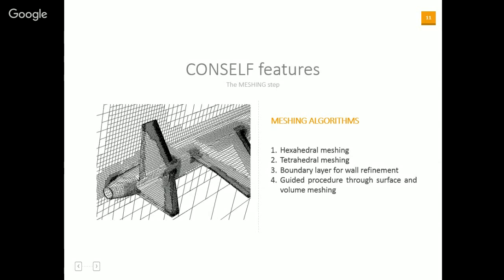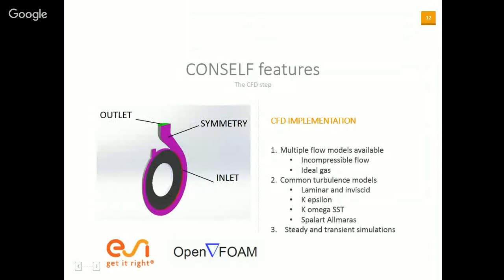In the CFD phase, we have the possibility to interact with multiple flow type, so it's possible to simulate incompressible flows or ideal gases. So in the counterpart experiments, it would be possible to use water or air, or anything which is liquid or gas. Moving on, it is possible to use multiple mathematical models for turbulence, such as K epsilon, K omega SST, and Spalart-Allmaras. And it is possible also to define whether we want a static or transient simulation.